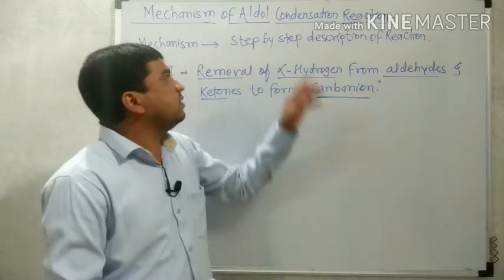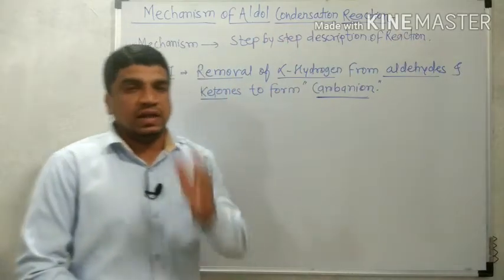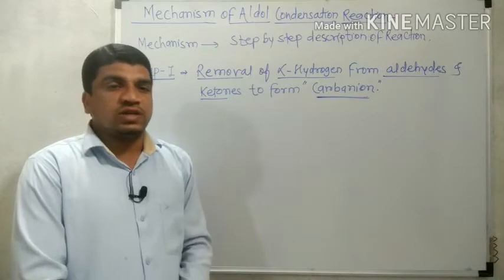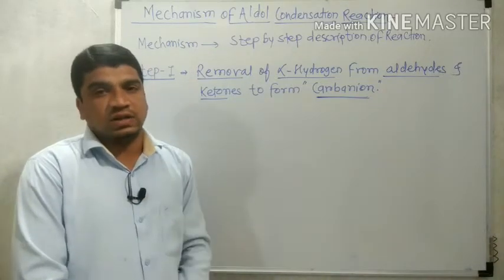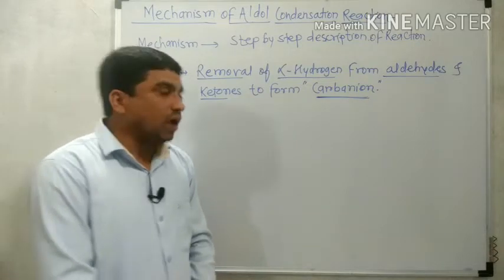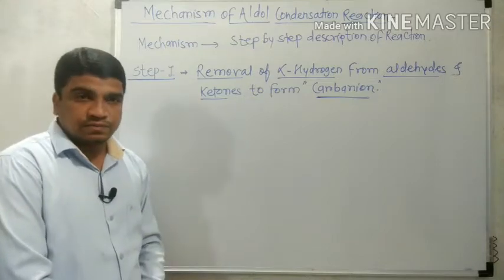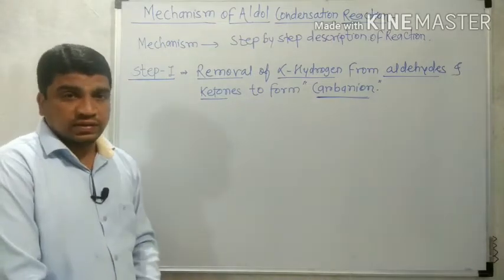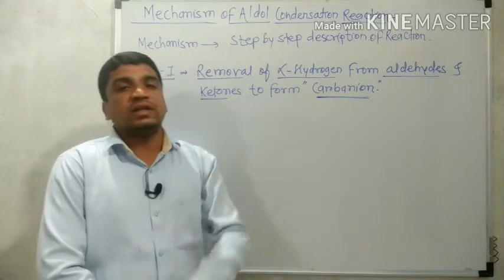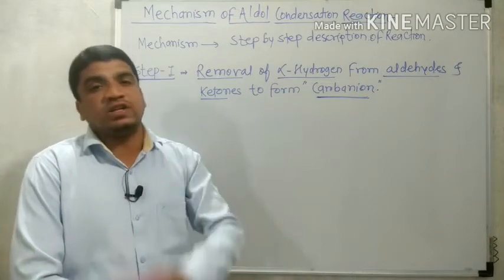Therefore, the mechanism is the step-by-step description of a reaction. It tells which steps occur in the reaction and which intermediates form during the reaction, all about the reaction. Now, today we are going to discuss the Aldol condensation reaction. This mechanism occurs in 3 steps.